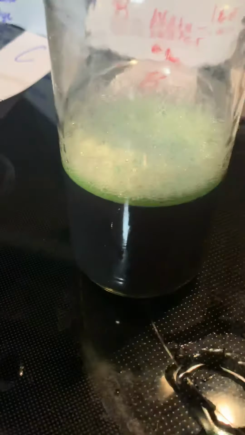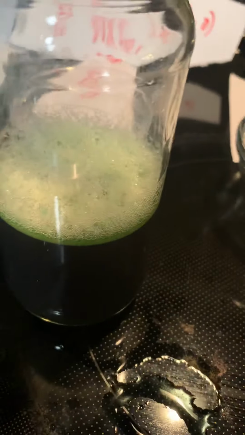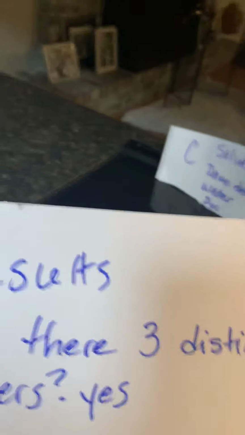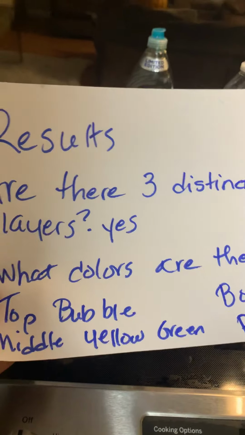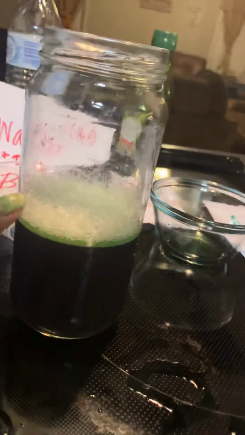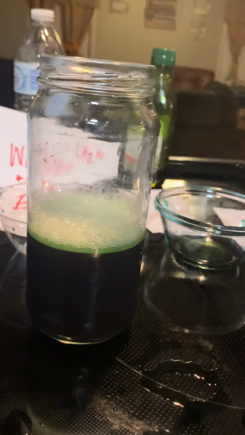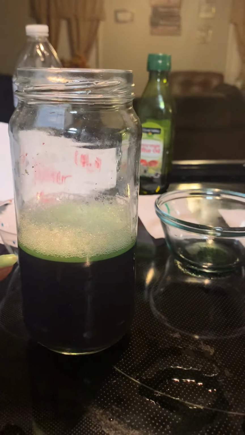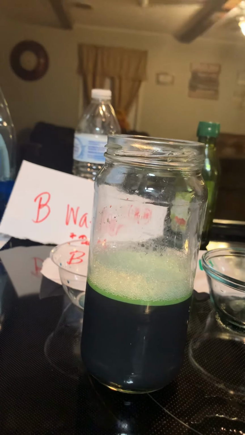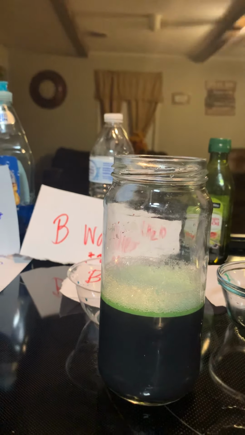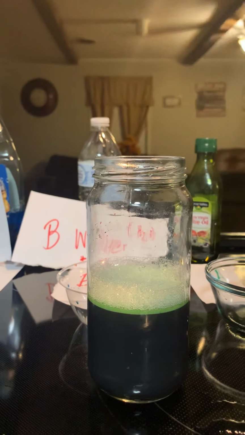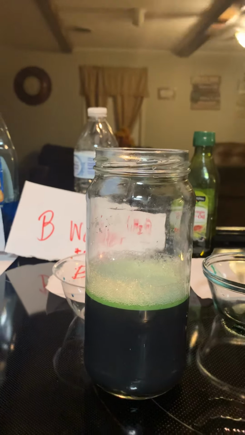What are our results? Well, from what we have done, we can see that there are 3 distinct layers. What colors are the layers? Well, the top layer here is a layer of foam or bubbles, which is white. That's a new color. The middle layer is the yellowish green, and the bottom layer is a cloudy dark grayish blue or purple color. These are new. Only one of the colors that we have is consistent with what we started off.